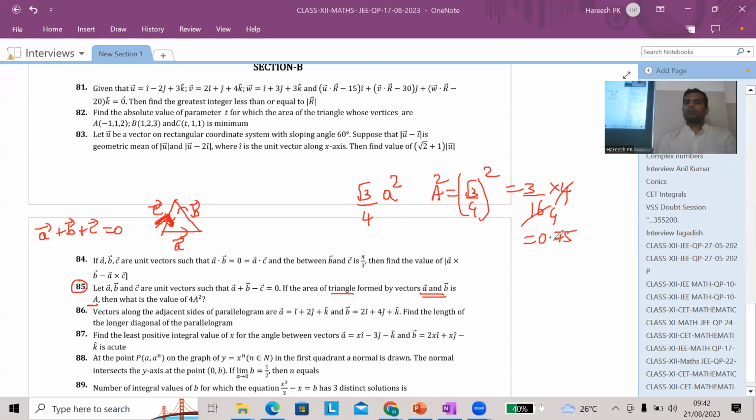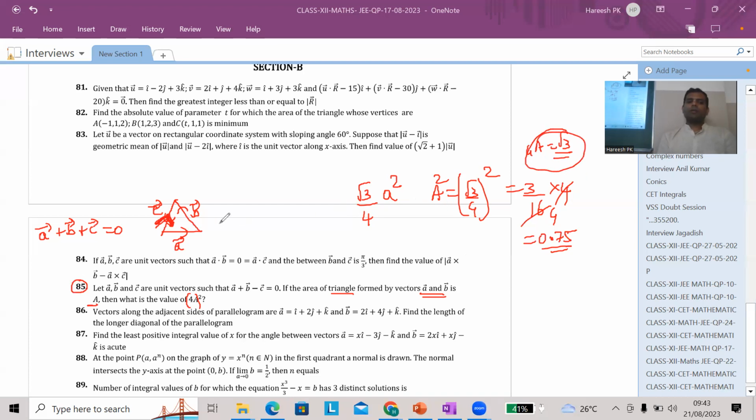We should get 3. Really? Then if the answer they are saying is 3, and somebody has written 0.75, we'll give full marks. If it has to be 3, it has to be 4A whole square. Then it will be 3. If the question was 4A the whole square, then the answer will be 3, because 4A will give √3. Then it's the area of the triangle of vectors A.